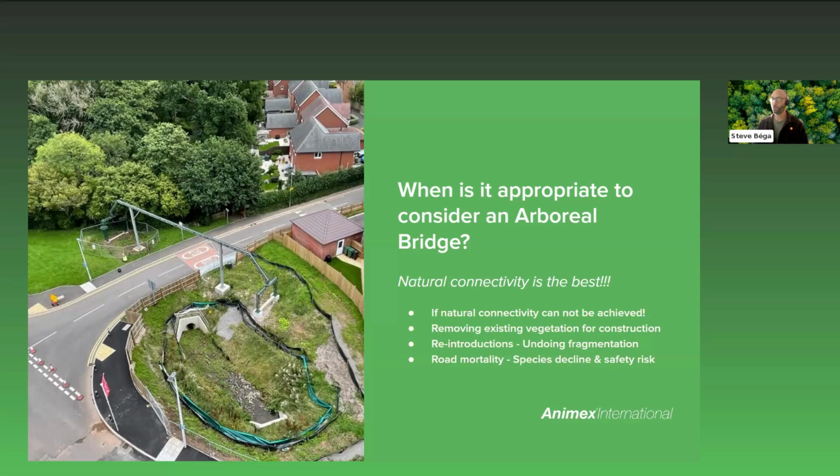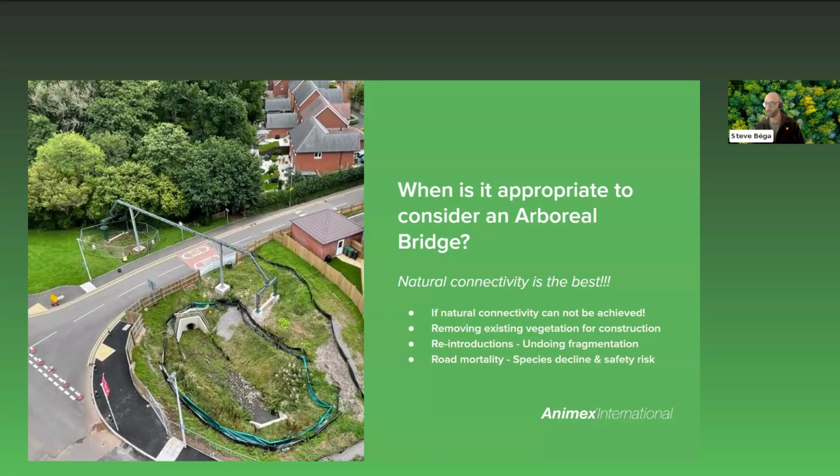vegetation to make way for new site access roads, that may require the removal of a hedgerow where dormice or other protected species may be present; relinking areas for a species reintroduction program, perhaps, that may have historically been severed or fragmented; and also addressing declines in species due to vehicle collisions, and also used to help improve road safety.